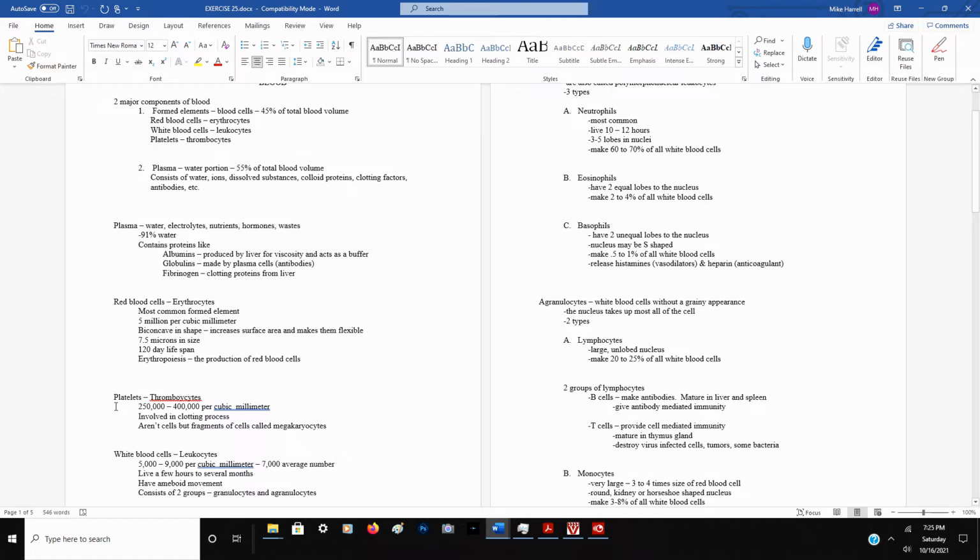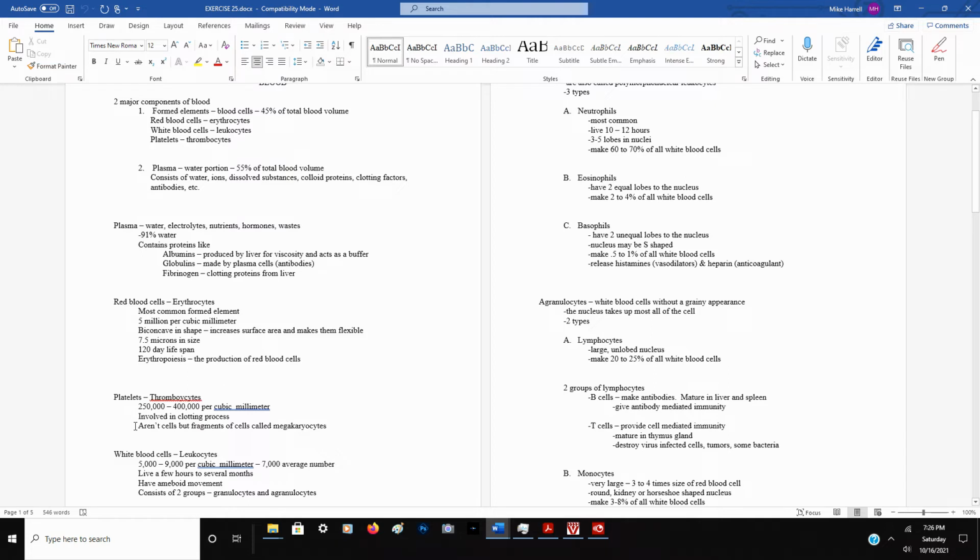Below it we see the platelets, also called thrombocytes. So that's your second most abundant formed element type in the blood. 250 to 400,000 per cubic millimeter with these, where again it was 5 million with the reds up above. Platelets have some of the materials needed for the clotting process. So clotting, coagulation will be mentioned more in the lecture.